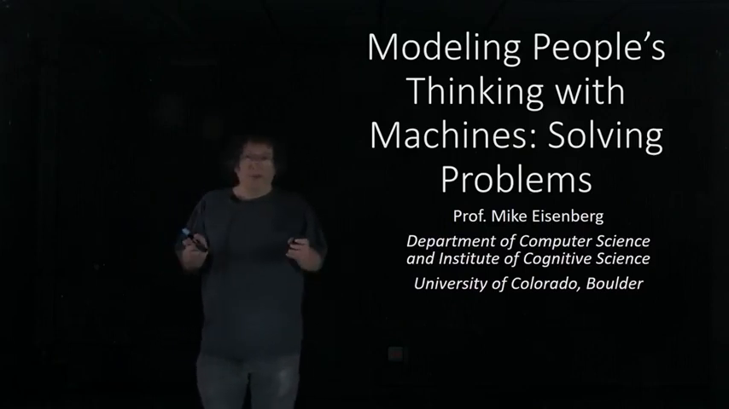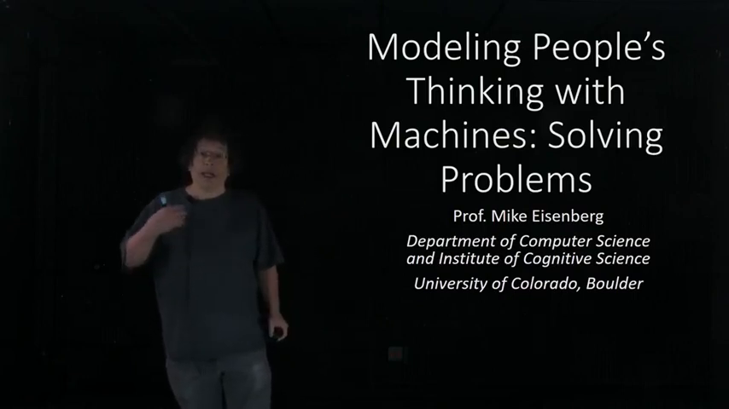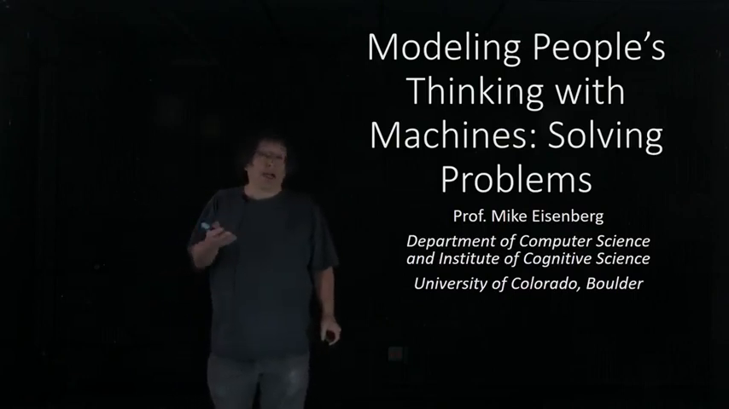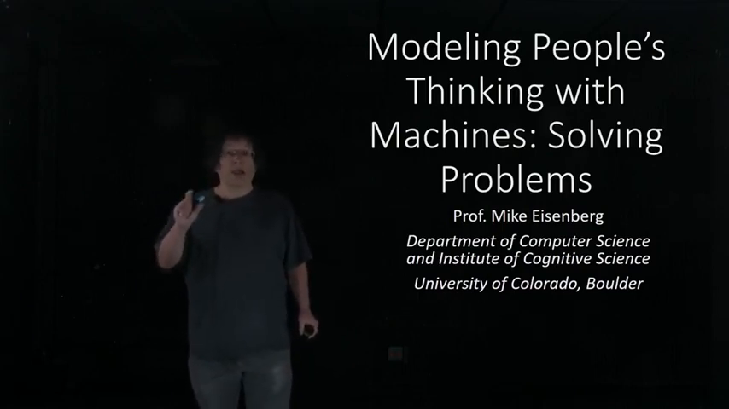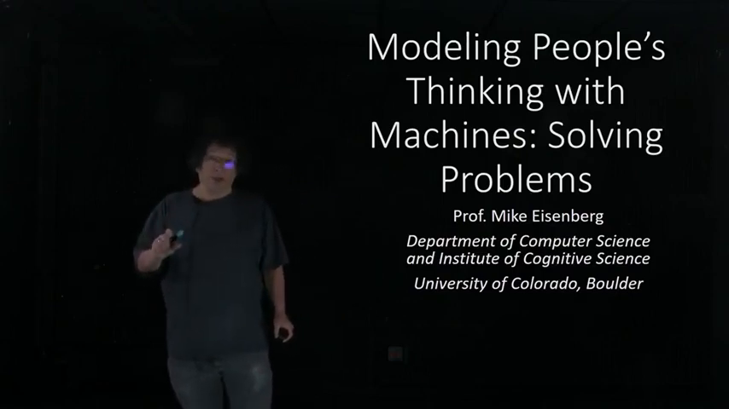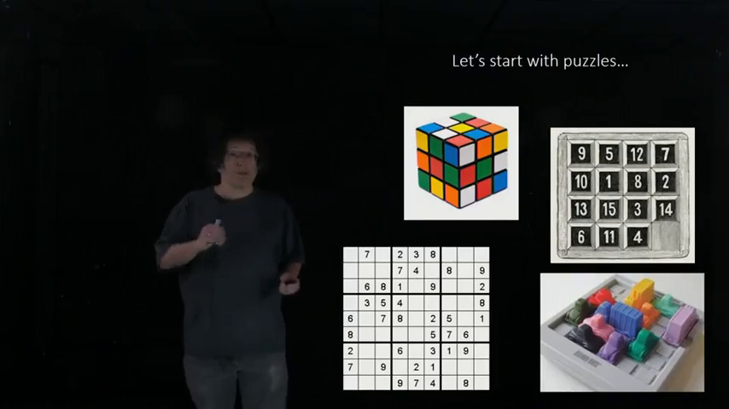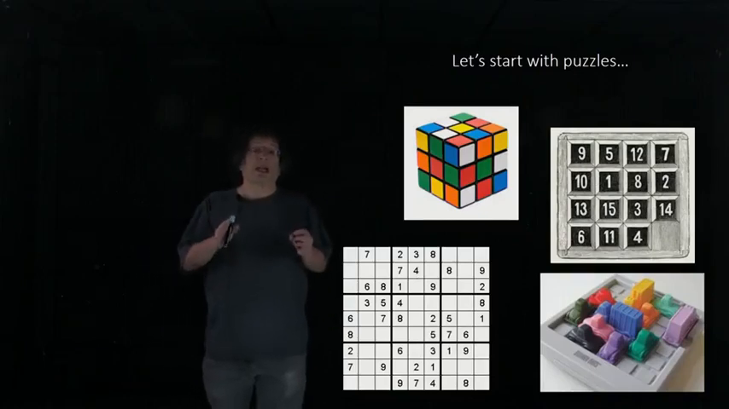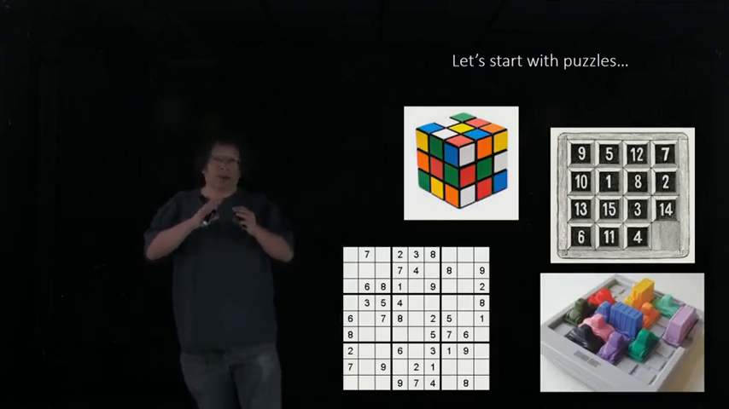But a reasonable place to start, and in fact, historically, this was a place that cognitive science kind of started, is to look at a fairly constrained, narrow set of problems that humans solve. And the kind of problems that I have in mind are represented here. I'm thinking of things like puzzle problems. Now, why are those good examples to begin with?